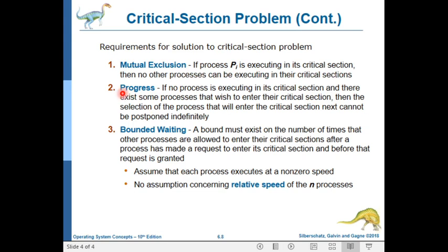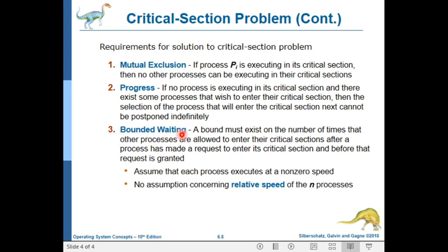The second requirement is progress. It must not be possible for a process requiring access to a critical section to be postponed indefinitely. So this requirement, in other words, ensures that processes will cooperatively determine what process will next enter its critical section.